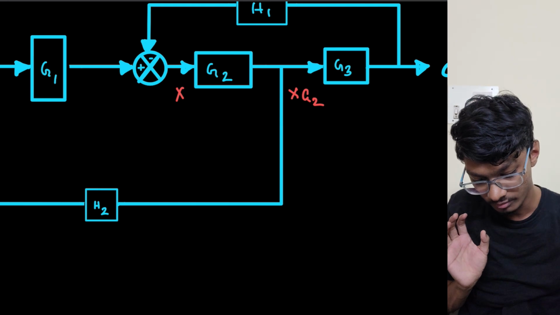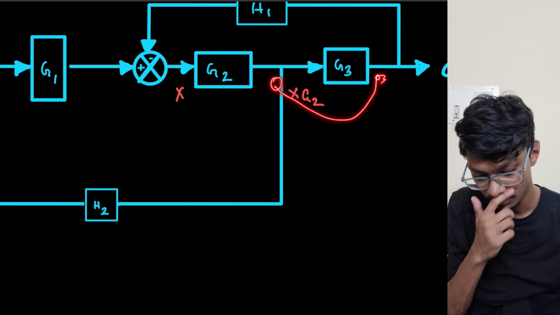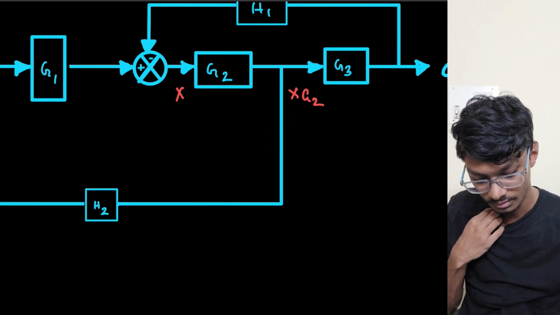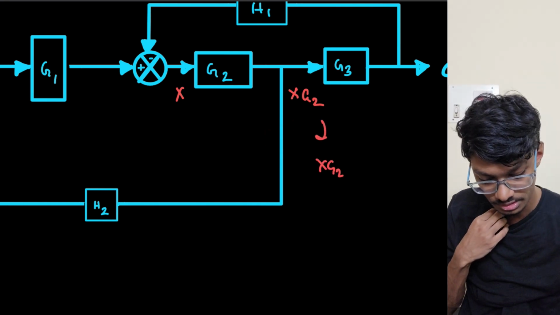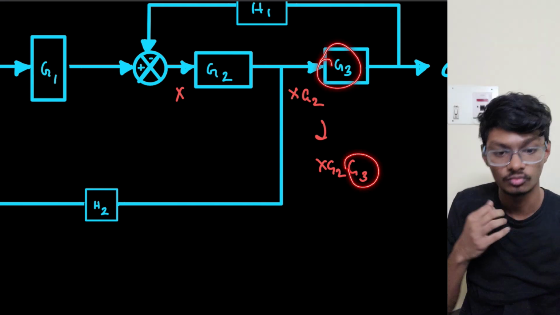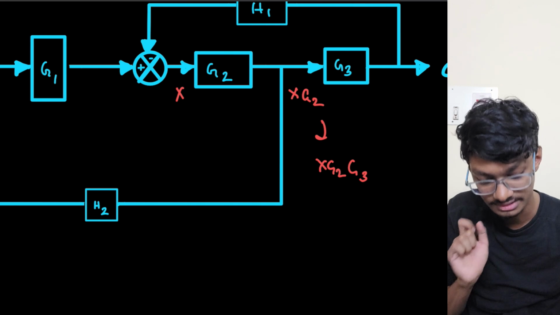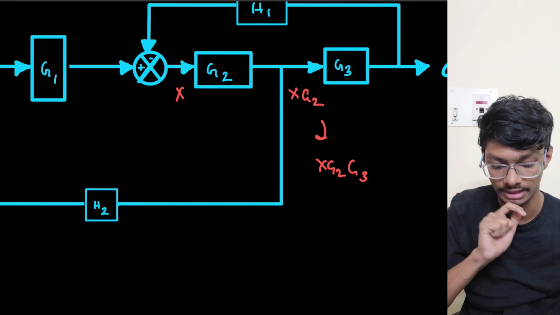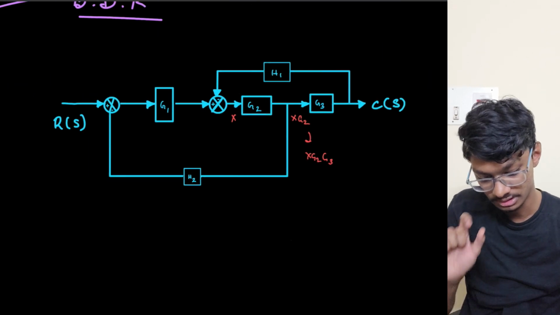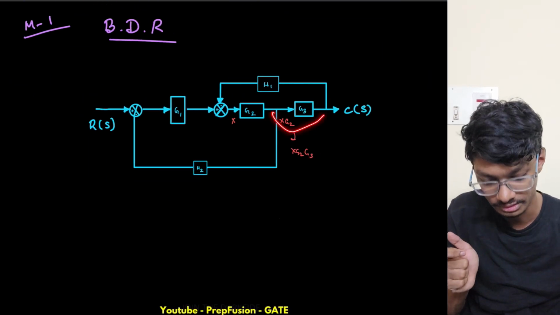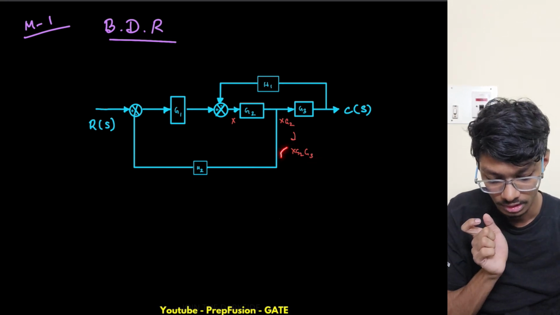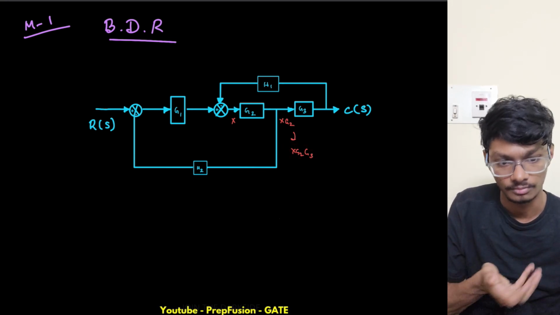If I want to shift this point to here, what will this become? The input to this block will become x times g2 times g3. So one extra g3 is coming. What do I need to add here? I need to add an extra gain of 1 by g3 that will cancel it. So if I shift this here, we have to add one extra 1 by g3 to oppose the effect of this one.